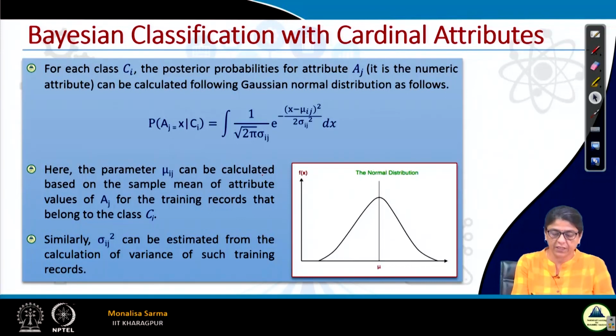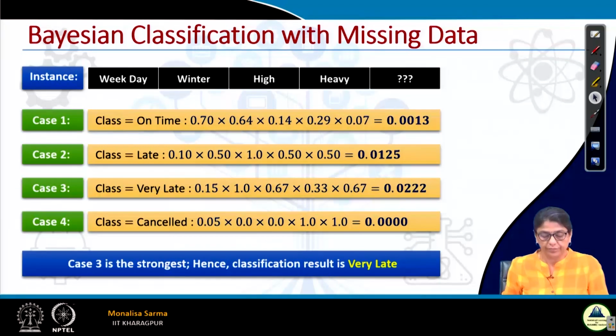So here the parameter can be calculated based on the sample mean of the attribute values of Aj for the training records that belong to the class Ci. Similarly, sigma i can also be estimated from the calculation of variance of such training records. Now, that is one limitation which we have seen that we could easily solve. That is not a limitation at all. If you get continuous data, one approach is that we will have to discretize it and consider discrete intervals. Another approach is, just fine, let it be continuous, we will assume a probability distribution and find the parameters, then we will be able to find the probability.